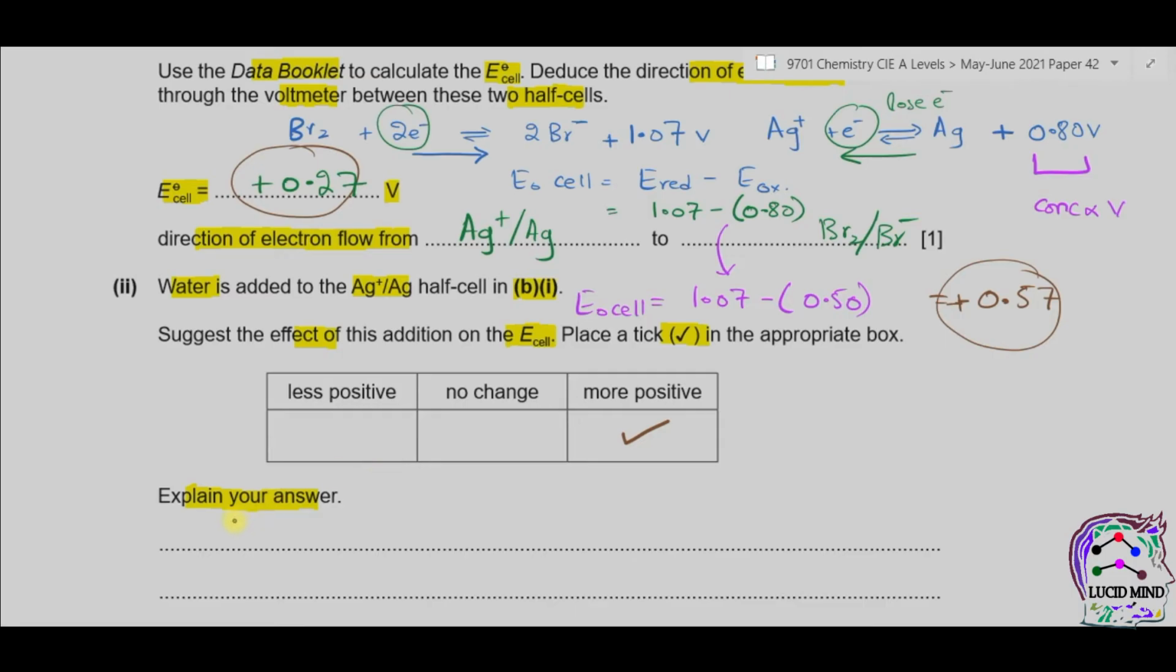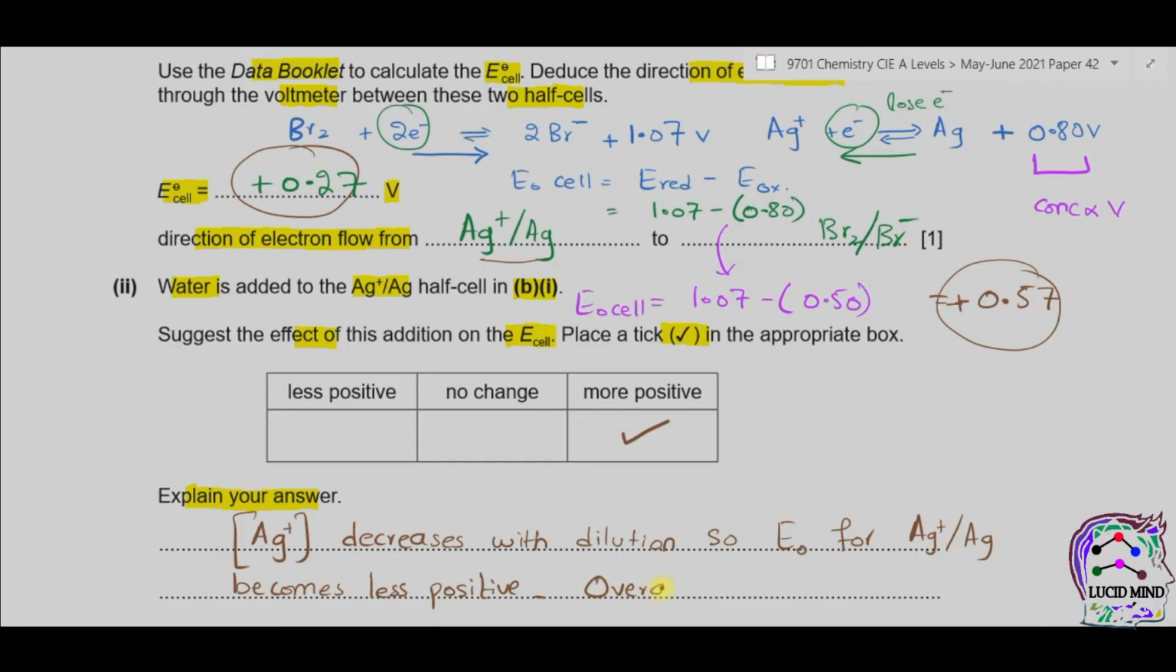And the explanation is that concentration of Ag+ decreases with dilution. So E0 for Ag+ Ag will decrease or becomes less positive. And overall E0 of cell will increase.